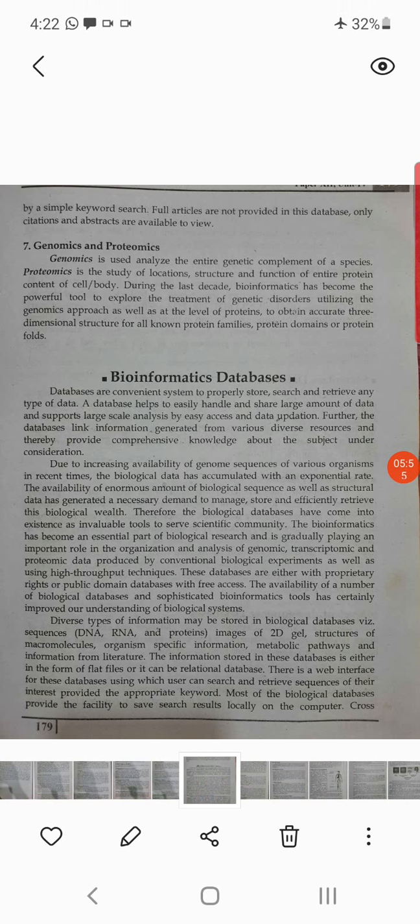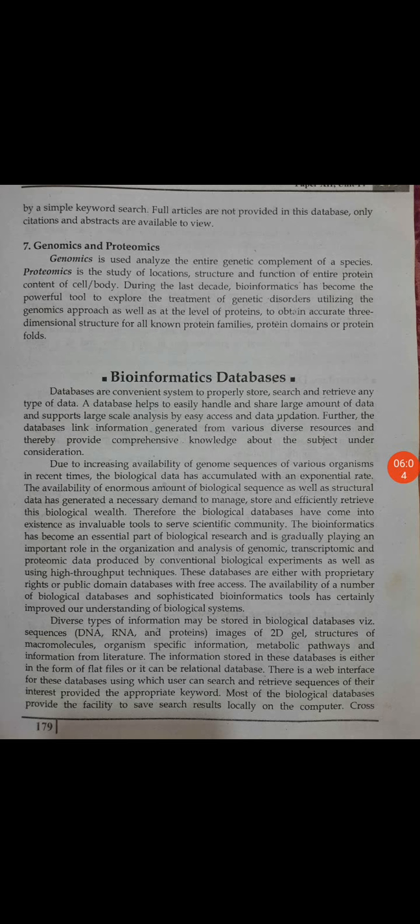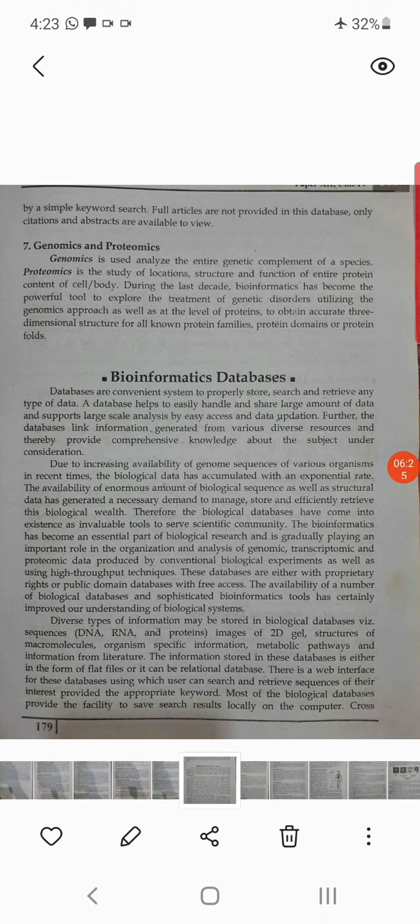A database helps to easily handle and share large amounts of data and supports large scale analysis by easy access and data updating. So this is to get the knowledge about the gene or the protein. Diverse types of information may be stored in a biological database, for example, sequences of DNA, RNA and protein, images of 2D gels, structures of macromolecules, organism specific information, metabolic pathways, and information from the literature. So this is the bioinformatics database.